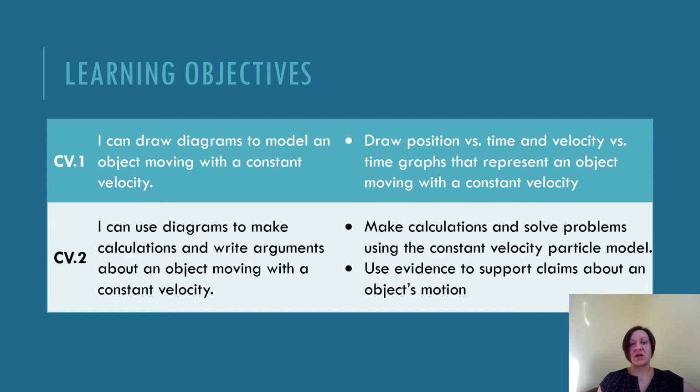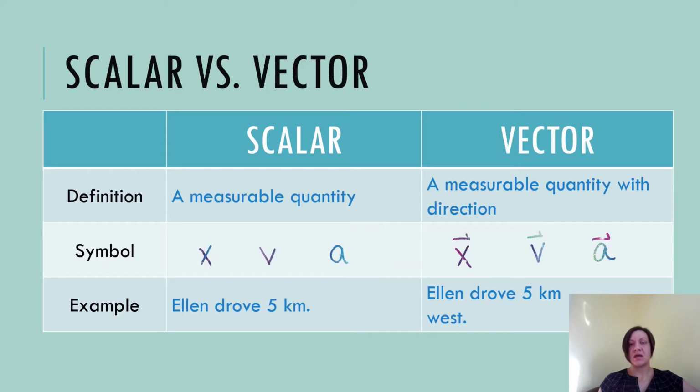In this unit, we're going to be learning two different learning objectives: being able to draw diagrams to model an object that's moving at a constant velocity, and being able to use diagrams and calculations to write arguments about objects moving at a constant velocity. In order to understand these and analyze things moving at a constant velocity, we need to know some terms. So this video's purpose is to introduce you to some of those terms.